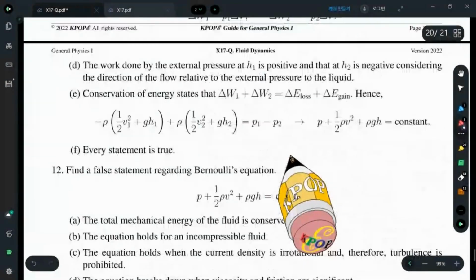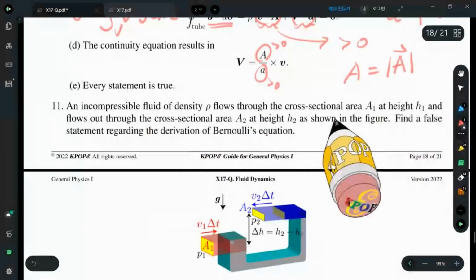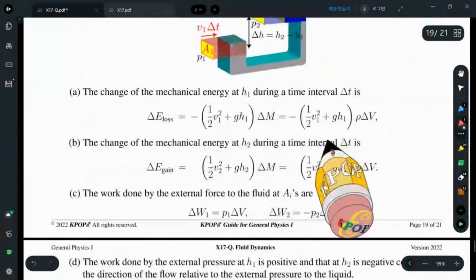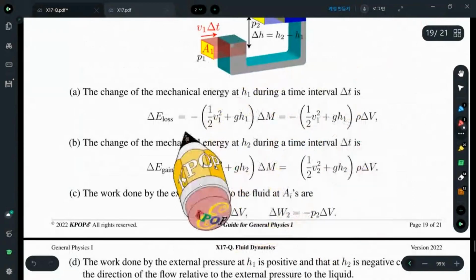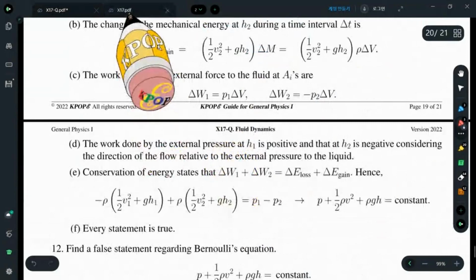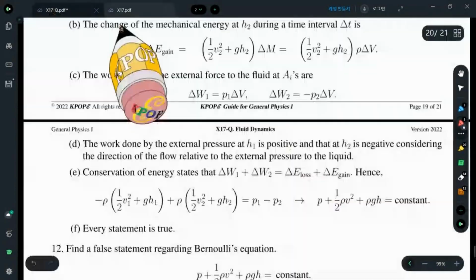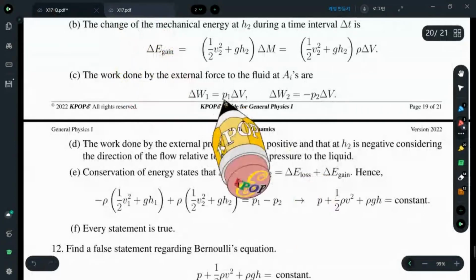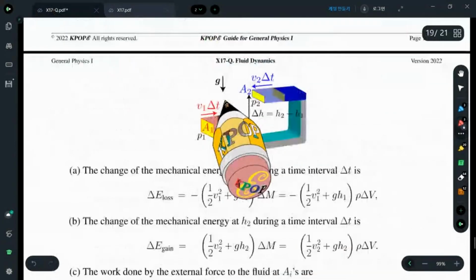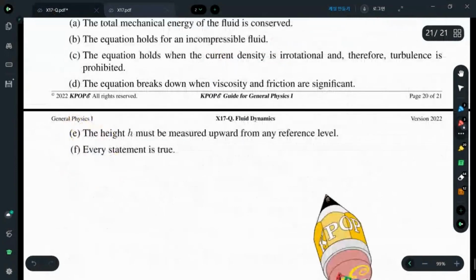And this part, the derivation is completely done in the original version of X17. Let me ask you to review X17. I think I don't have to explain 11 and 12. So that's it for today.